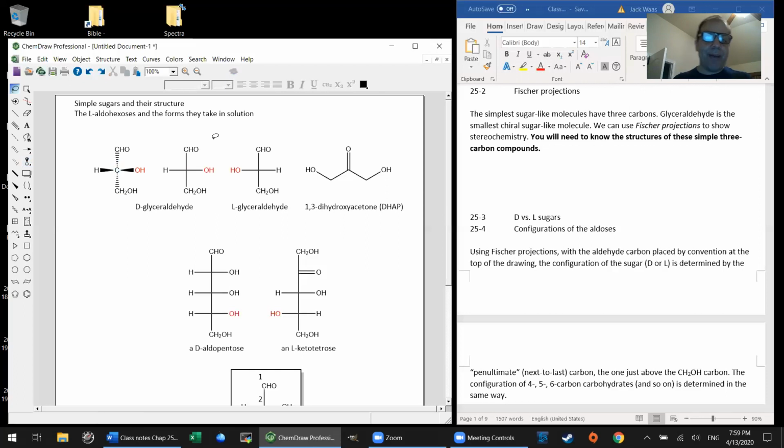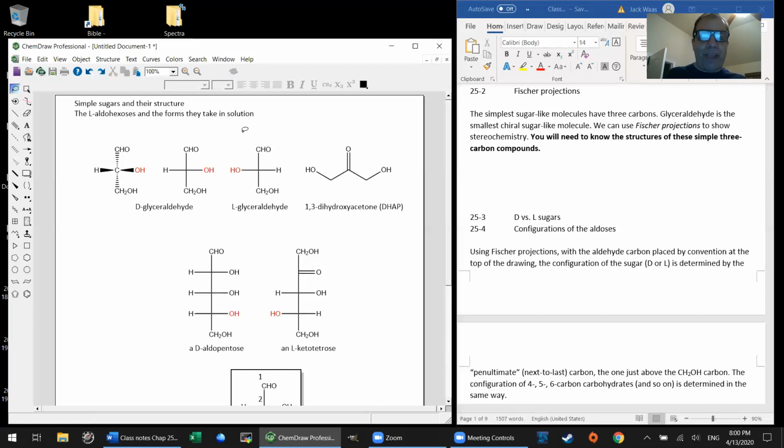Couple other things about Fischer projections. When you see Fischer projections in your biology or biochem textbooks, I think they will often leave out the H's and just put like a stick there. I'm not a fan of that. Let's not do it that way. To me, it's confusing. I'm not sure then if they mean a methyl group. So at least for this class, let's draw all the H's in explicitly.